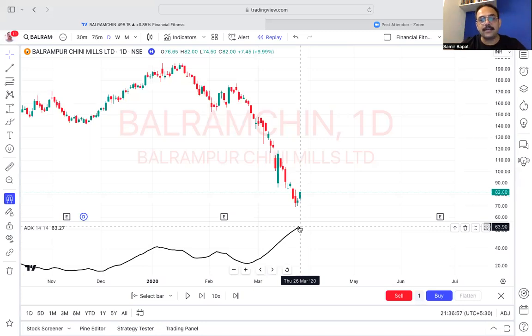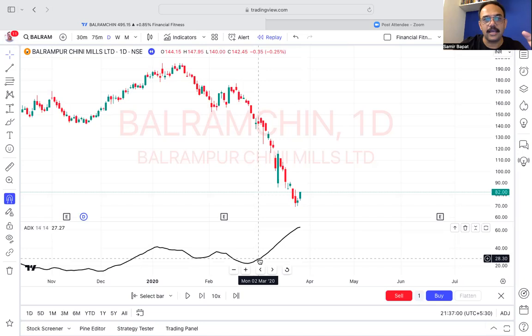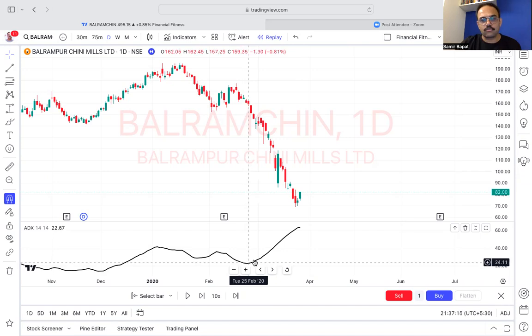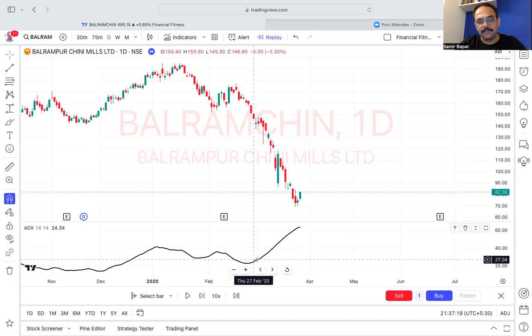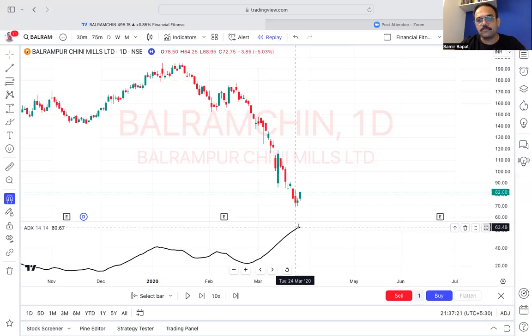So this ADX, average directional index, is not an indicator of which direction the price is going. It shows the strength, how much strength there is in this movement, that is what it shows. So if the price is taking one direction, it will move from below 15 upward.